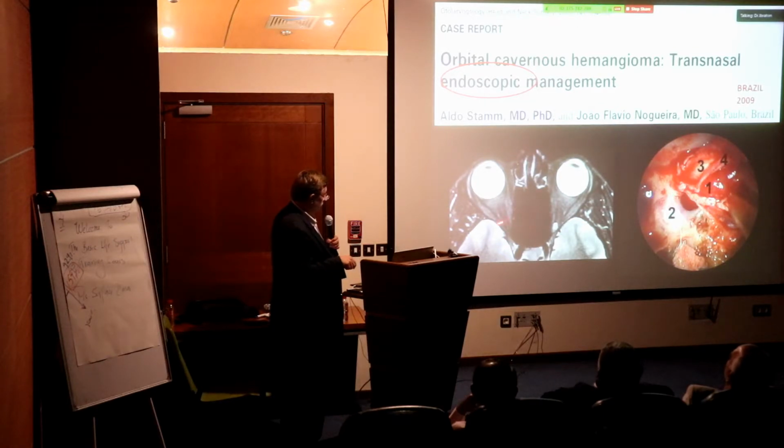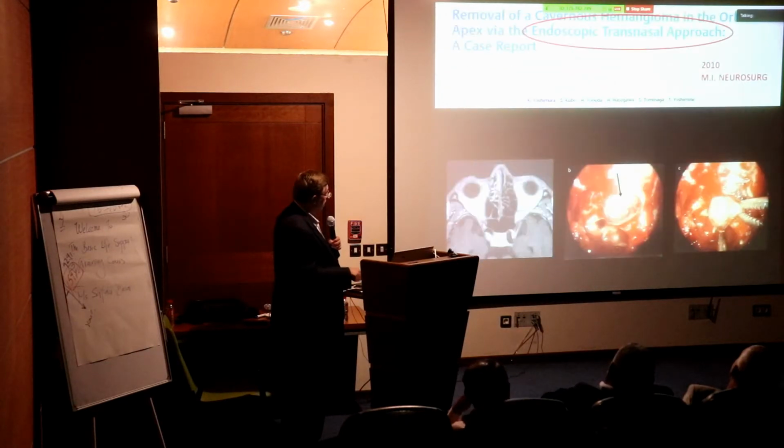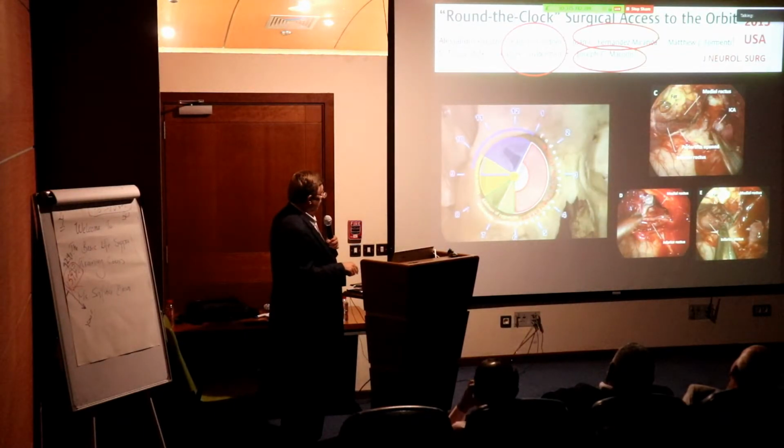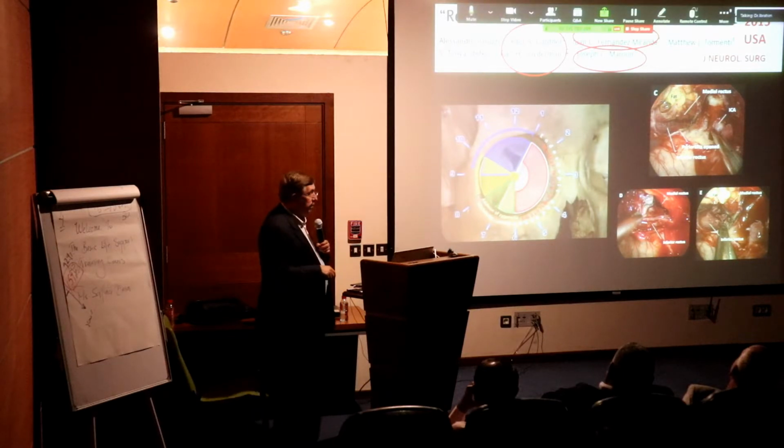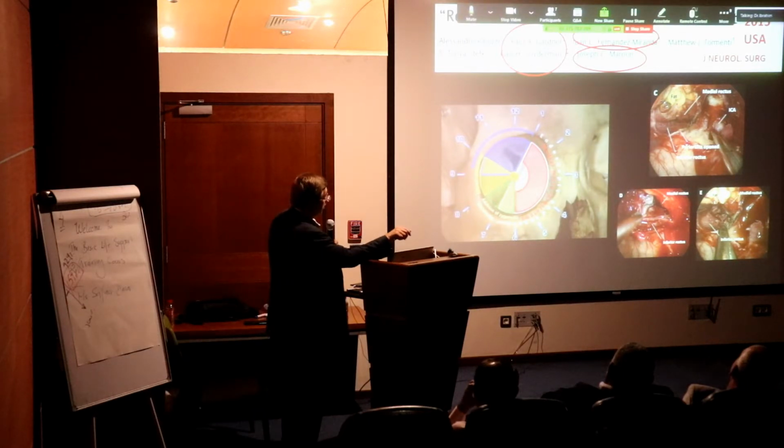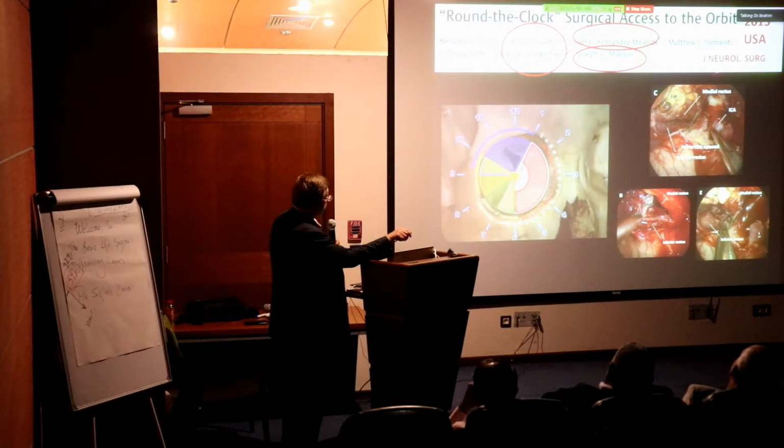Endoscopy for this tumor: this is the carotid artery, optic nerve, and then the mass in the apex. Endoscopy, transnasal. This is a very famous paper now, and it is from the USA, published in the Journal of Neurological Surgery.